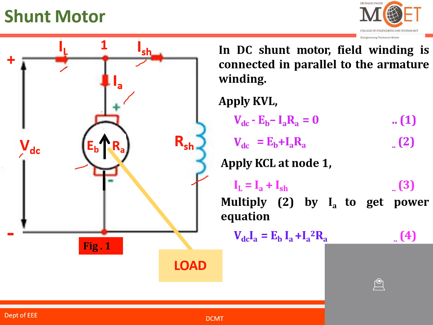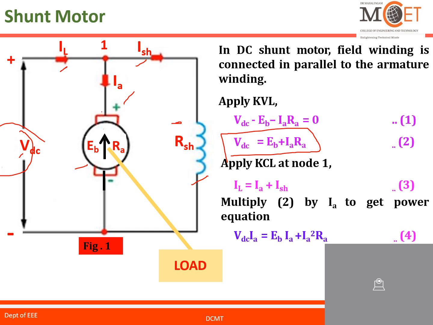In a shunt motor, the field winding is connected in parallel with the armature. Because the field winding is directly connected across the supply voltage, the field remains almost constant. Using Kirchhoff's voltage law, the supply voltage is equal to back EMF plus armature voltage drop. That is VDC equals EB plus IA RA.